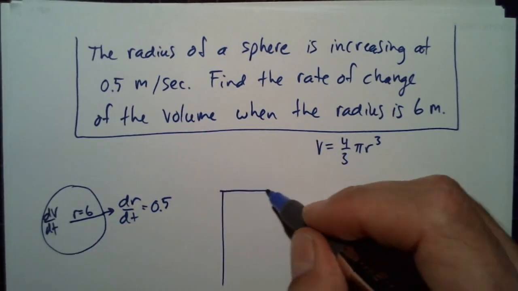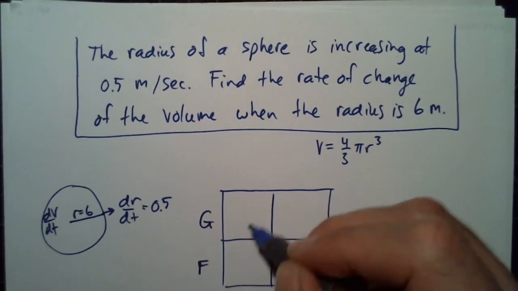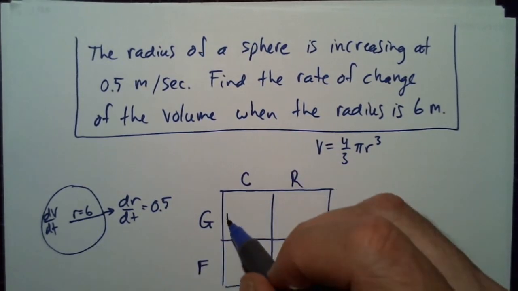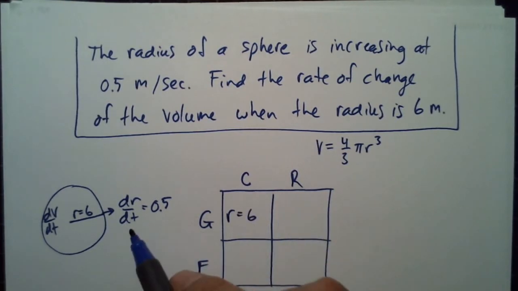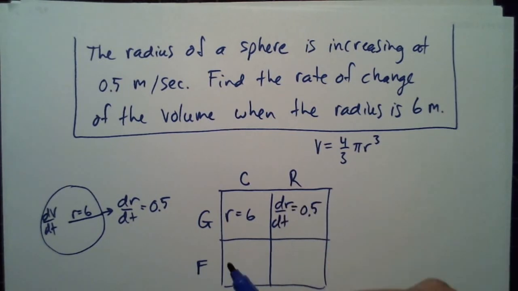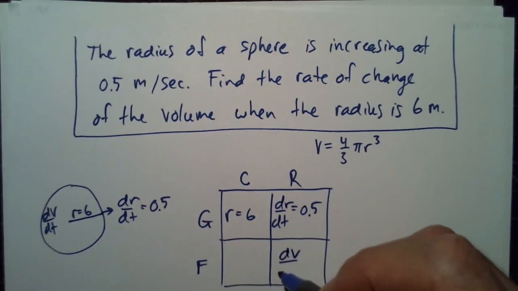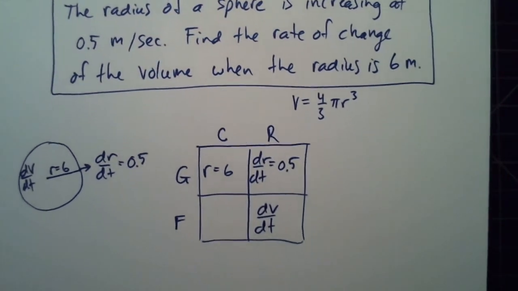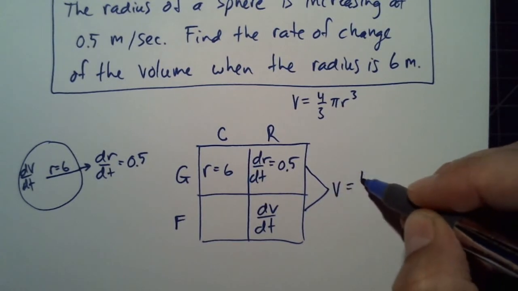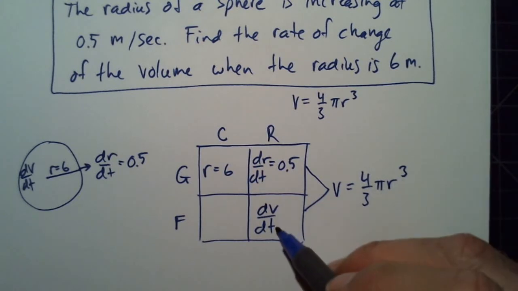So we have given, find, constant, rate. The given constant is radius is 6. The given rate is dr/dt. We need to find the rate of change of the volume, find dV/dt. And we have a relation for r and V. V is 4/3 pi r cubed. And we need the derivative of that because we have to find dV/dt.